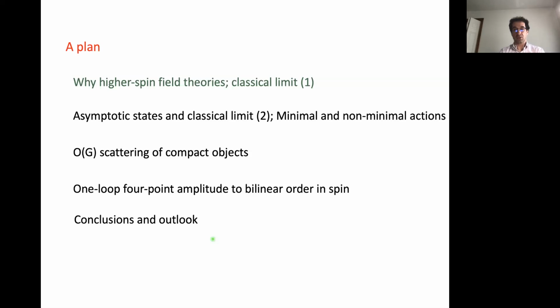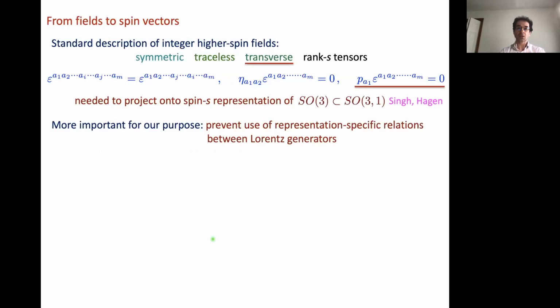And that's really just, in principle, a simplification, if you wish. The formalism should, in principle, allow us to compute arbitrary orders in spin, and I'll close with some conclusion and outlook. So how are higher spin fields typically described in field theory?